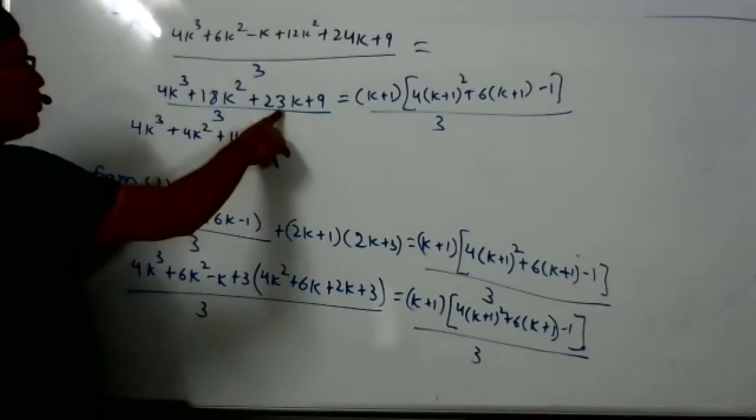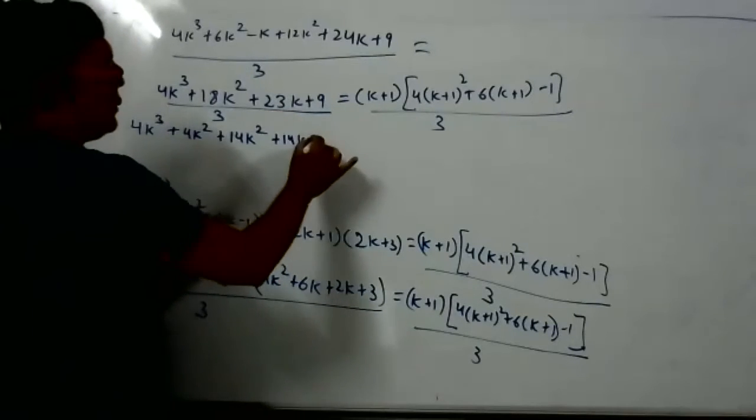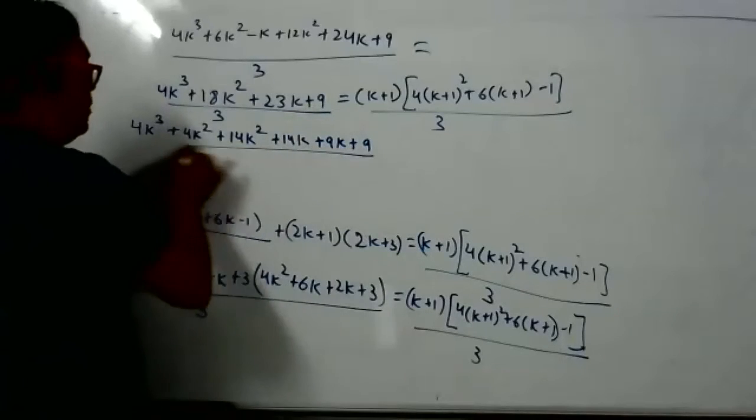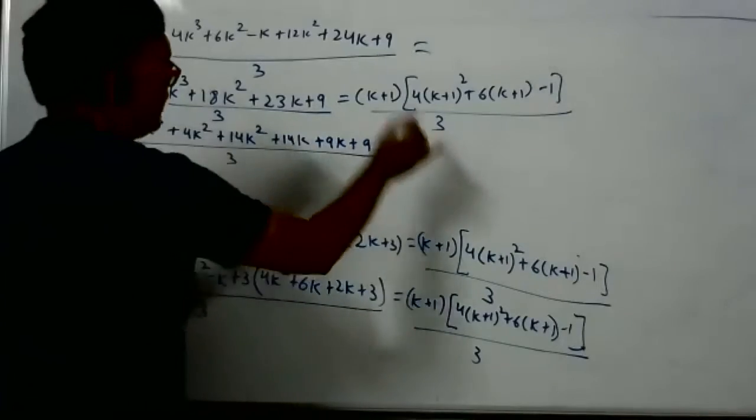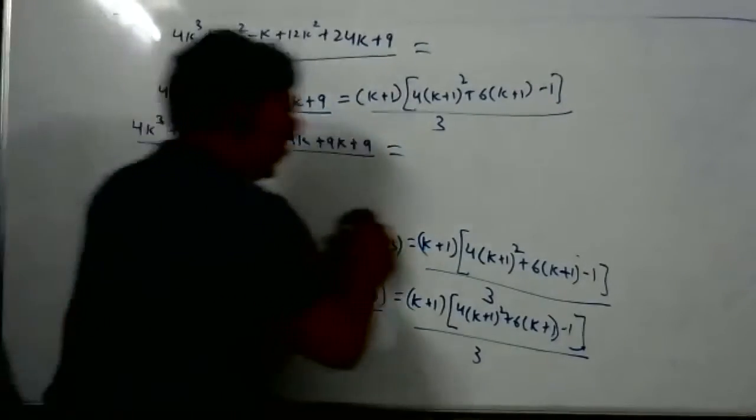So now what am I supposed to write? 14k. Out of 23k, I wrote 14k. So how much is left? 9k plus 9. You see the last term 9k and this will be the same only, always by 3 is equal to the right hand side, same thing. Now start taking common. I think most of you know this also.